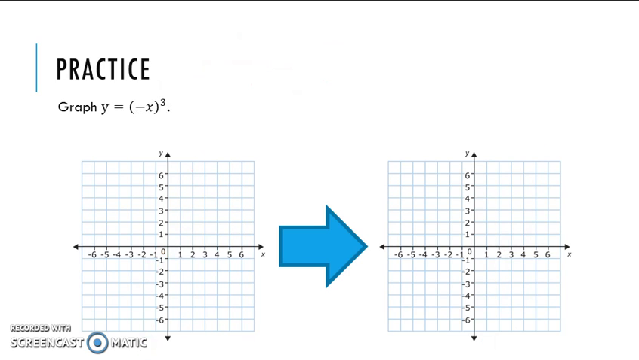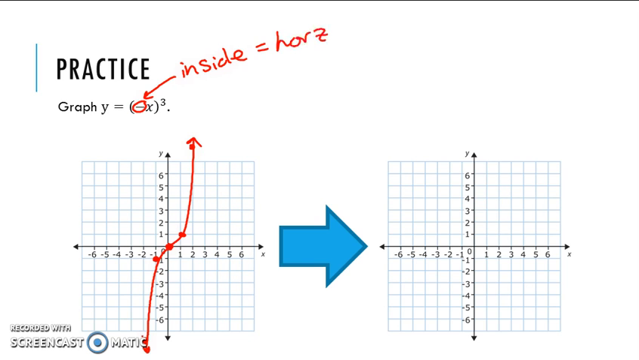And then our last one, I've got y = (-x)³. Parent function is still x³. (0, 0), (1, 1), (2, 8), (-1, -1), (-2, -8). Okay. Now my negative, that causes a flip. Notice the negative is inside of the parentheses, and inside is horizontal.